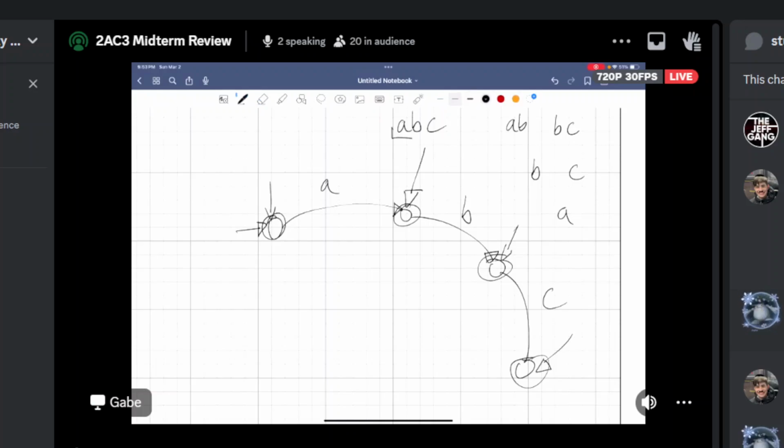Which is essentially what a substring is. A substring is anywhere in that string, you can start and end somewhere, and that counts as a substring. So you start here and you end here, you start here, you end here, and that's essentially what Jacob did. That's a very good explanation.